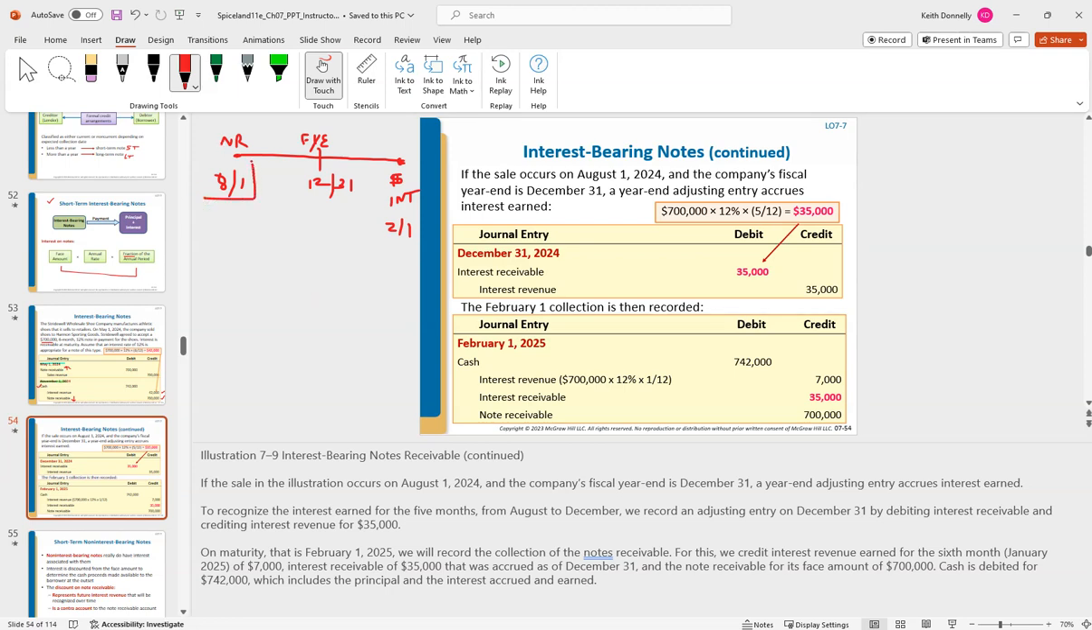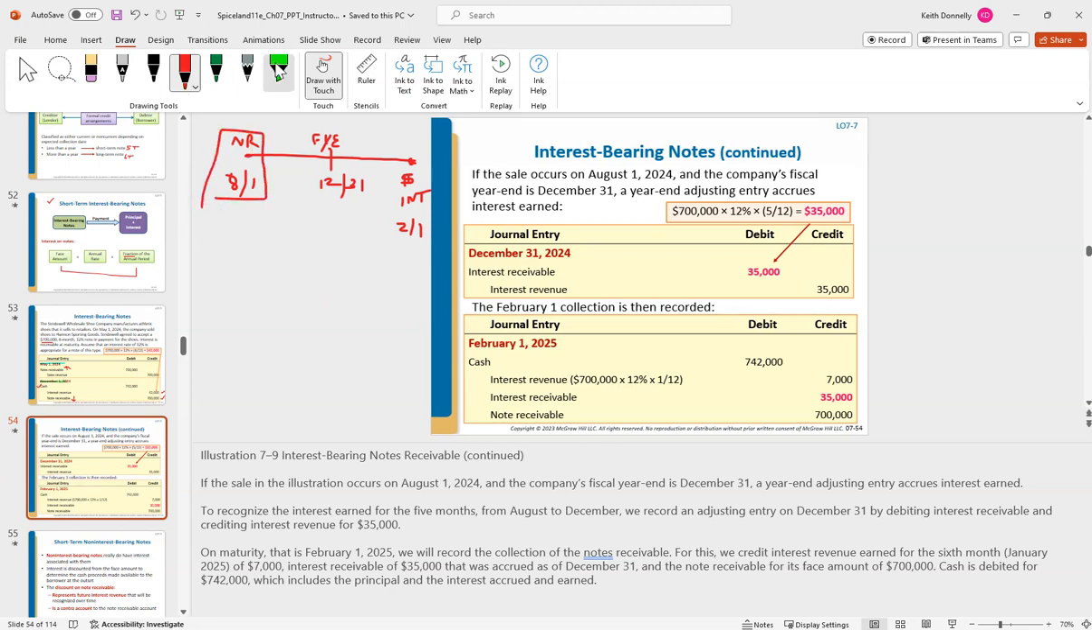Well, the upfront journal entry we've looked at before. Let's look at the 12/31 journal entry. Essentially what we have to do here is make an AJE, an adjusting journal entry, to accrue revenue for 5 months that have passed. So it'll be 700 times 12% times 5 over 12, 35,000. Debit interest receivable, credit interest revenue. We aren't getting the cash yet, but we still need to accrue for it.